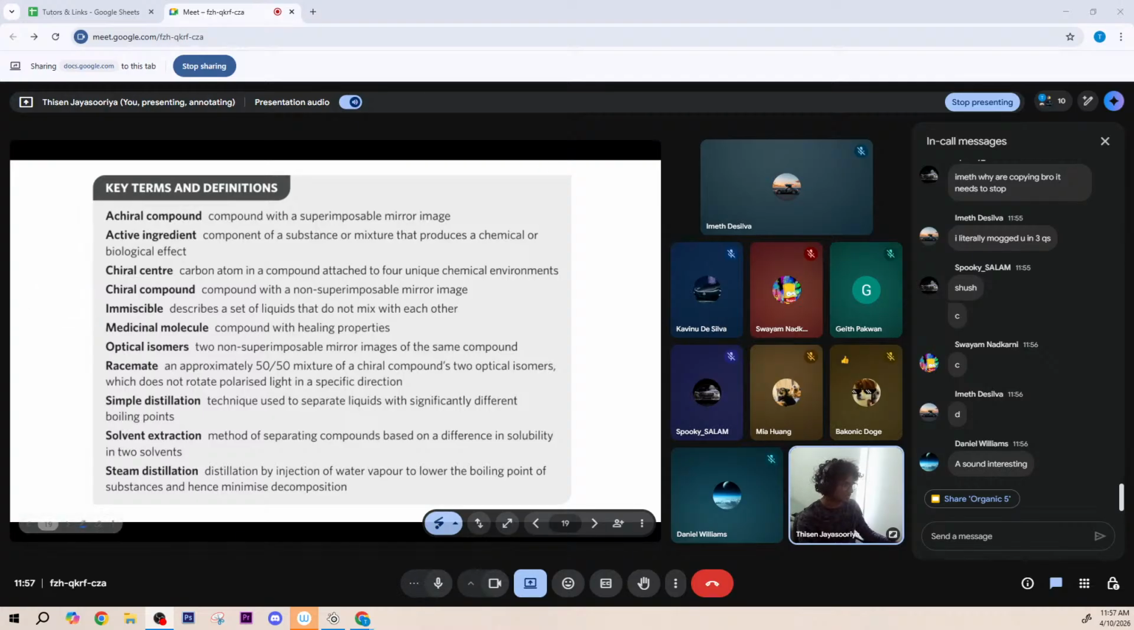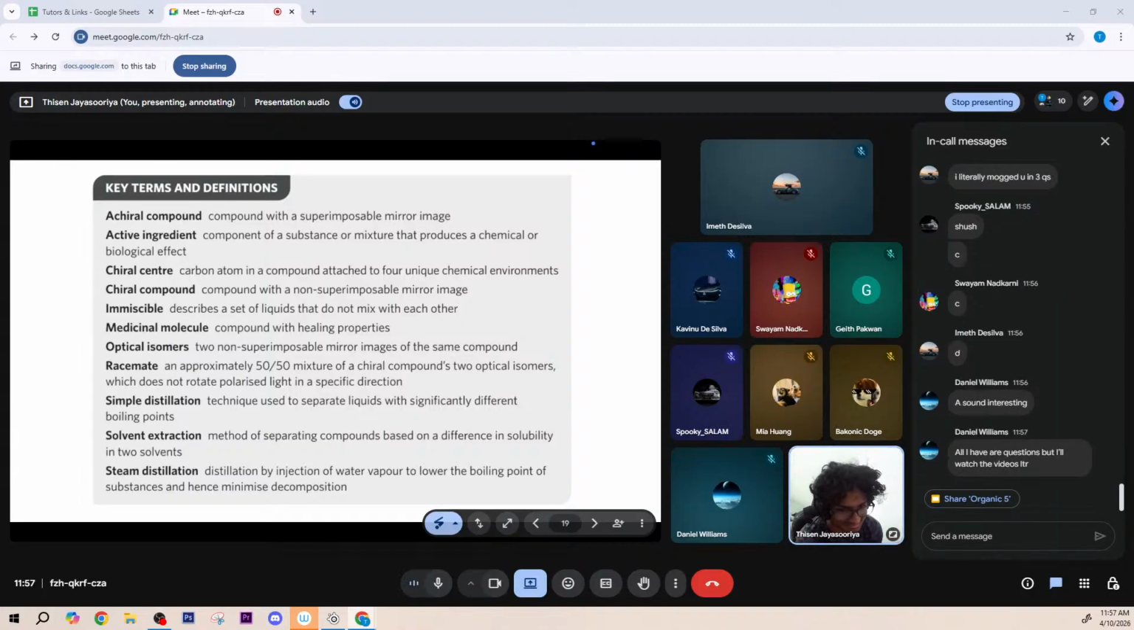This one. So now we're looking into the medicinal chemistry stuff, right? All I have are questions, but watch the videos. Okay. So I think the only thing that is really new here is maybe this idea of racemates, that there's two different types of a chiral compound, two optical isomers, it's 50-50. And it's also this idea of an optical isomer.